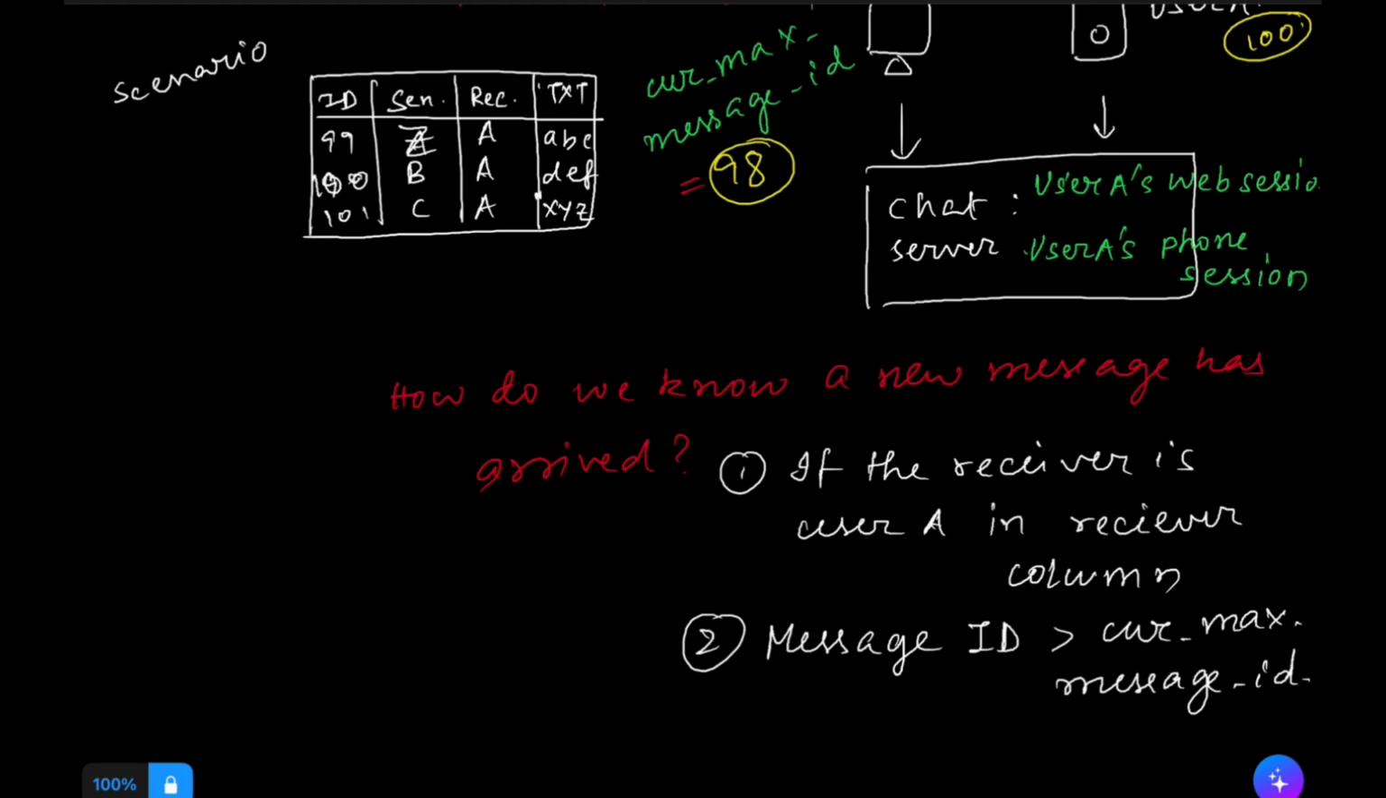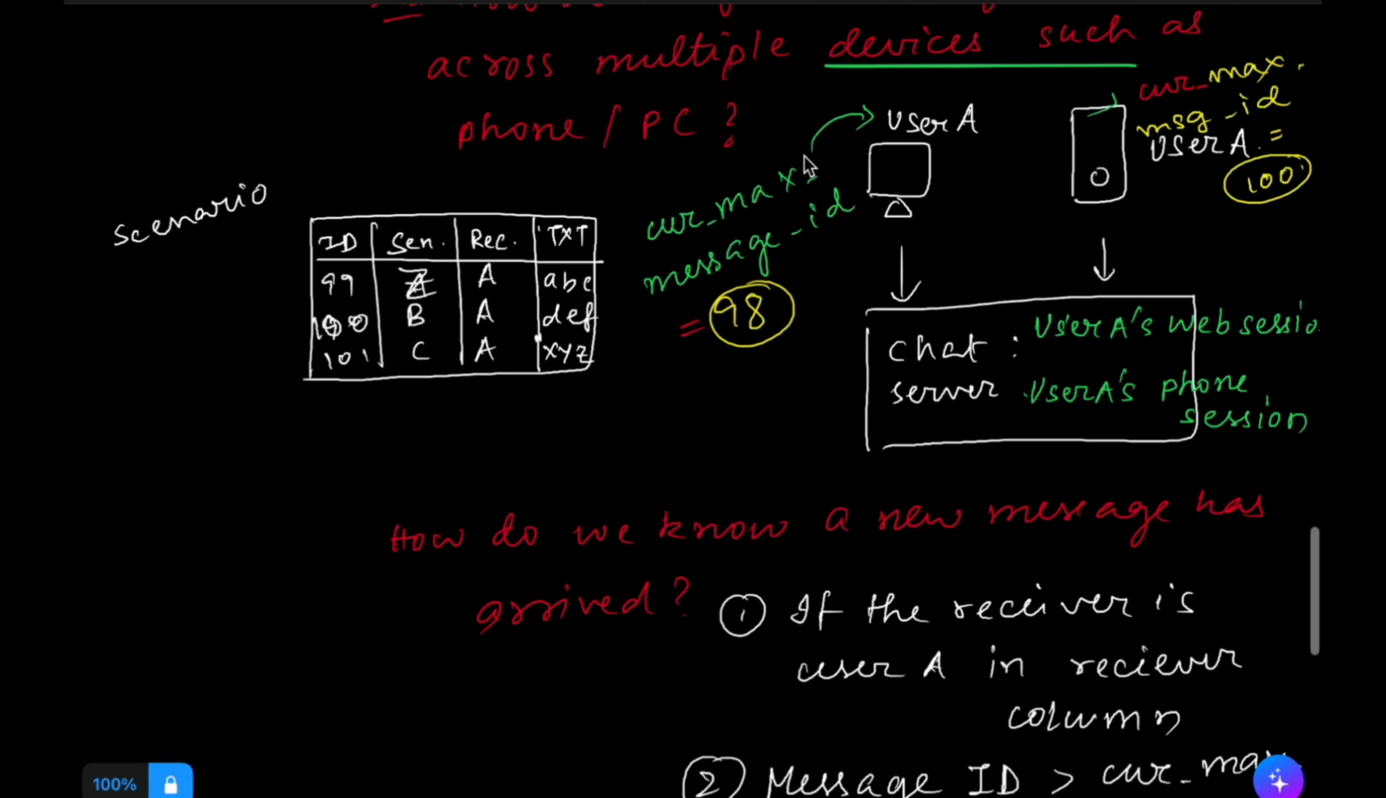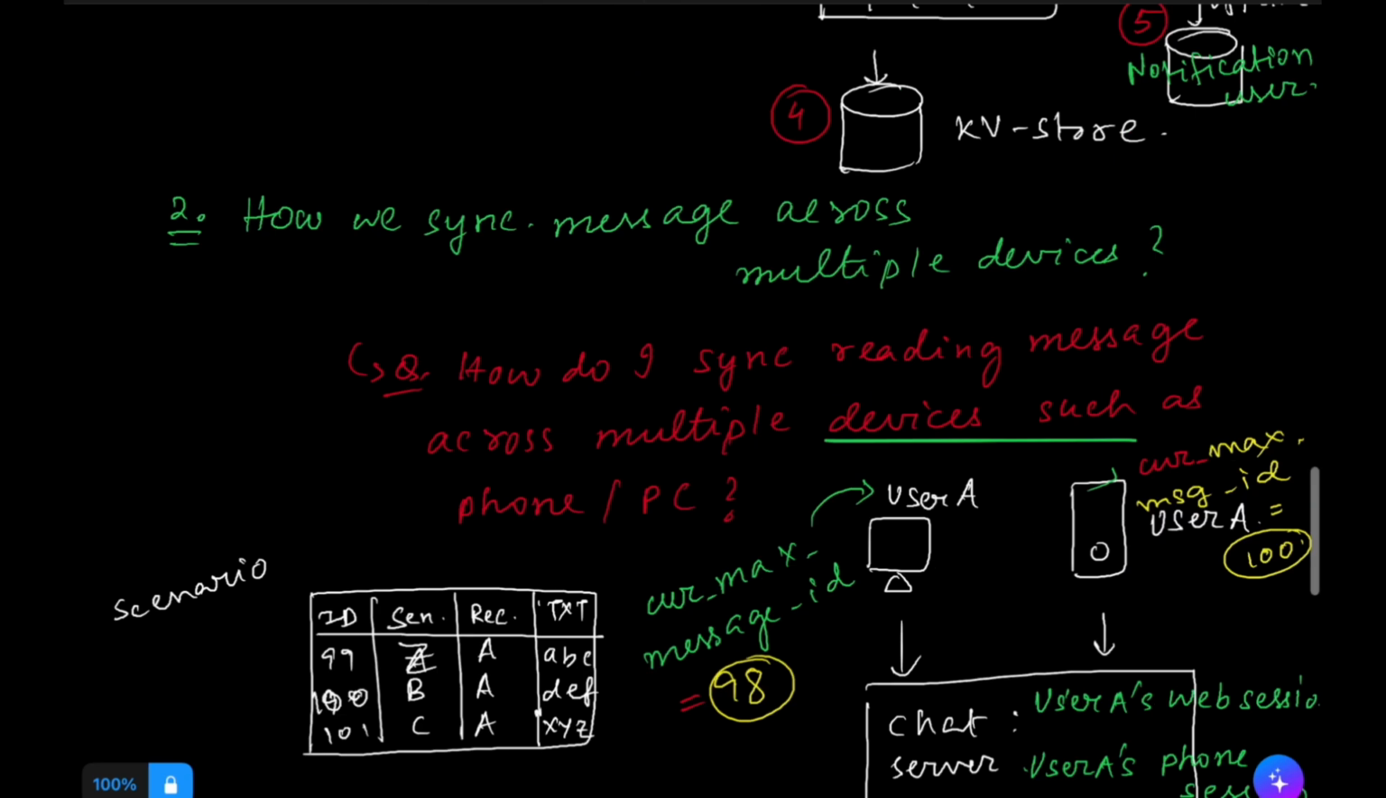So here we update the application with the new message in each device and update the corresponding current message ID. For the web application we see 98, then we check that 99, 100, 101 are the new message IDs, and all of them are meant for user A only. So these are the new messages, and thus we update the web application with the new messages. Similarly for the phone we see there is only one new message, that is XYZ, which is remaining, and we update the phone application with the new message. In this way we sync messages across multiple devices.